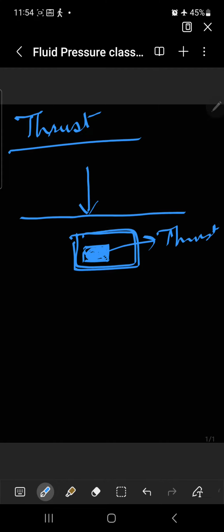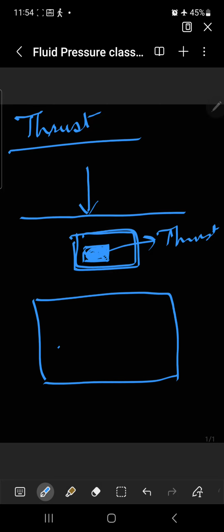Like suppose you have a stamp and you have to stick it on a paper. So the force you apply to stick that stamp is perpendicular to this paper. So the force which you are applying to stick the stamp over a paper is known as thrust. Okay.